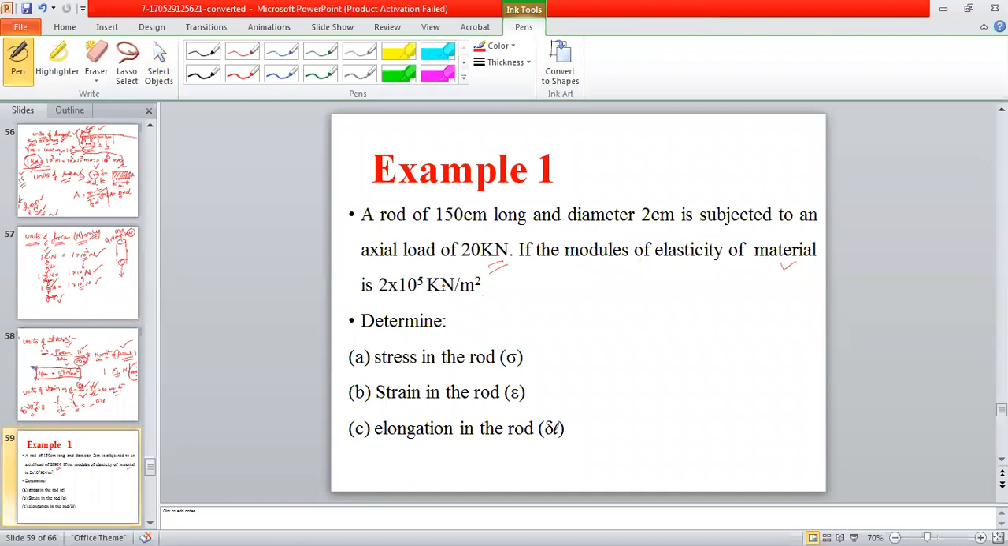He has given the modulus of elasticity of that material. The material of the rod has a modulus of 2 into 10 to the power of 5 Newton per meter square. That is the modulus units. So what do we need to determine? We need to determine the stress in the rod, the strain in the rod, and the elongation in the rod.